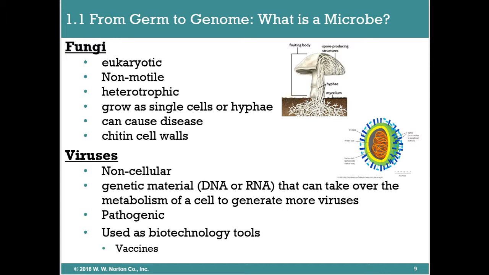Fungi are known to cause disease, and they do have a cell wall, but they do not have cellulose. They have something called chitin in their cell wall. So that's another big thing that distinguishes fungi from all others. Fungi is the only one that has chitin in its cell wall.